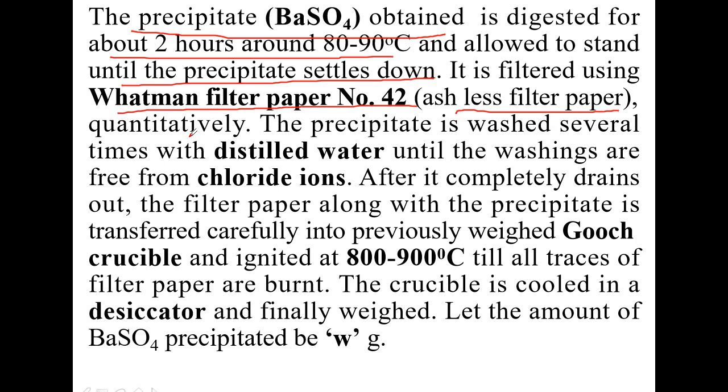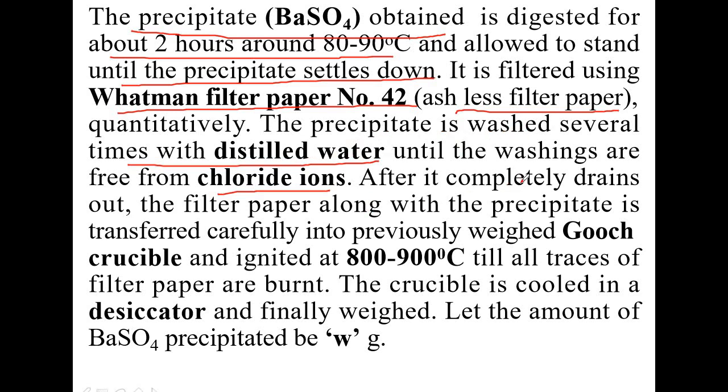After quantitative precipitation and filtration, the precipitate is washed several times with distilled water. We have to make sure that the washings are absolutely free from chloride ions. The clear filtrate we are getting has to be absolutely free from chloride ions. Till then the precipitate needs to be washed with distilled water.